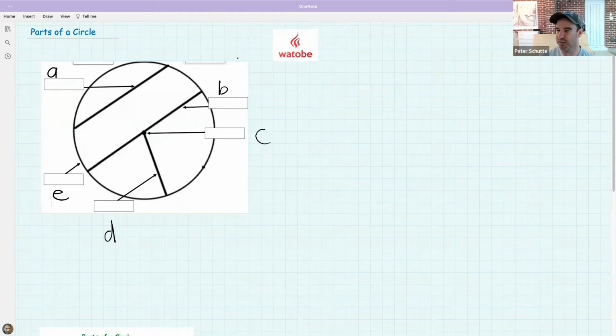I feel like the circle doesn't get the attention it deserves in grade 9 and 10. It gets a bit neglected, but that's all going to change in grade 11. And so we need language to describe the things we're going to see in circles.